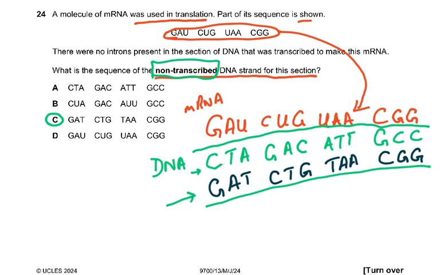But see how I've done it. You see, I would do it in writing. I wouldn't do it just verbally and think, okay, I'll do it. So mRNA GAU, so DNA will be CTA, the T is only in the DNA. And the other strand would be GAT. So that is what they are asking you. What is the non-transcribed DNA strand?